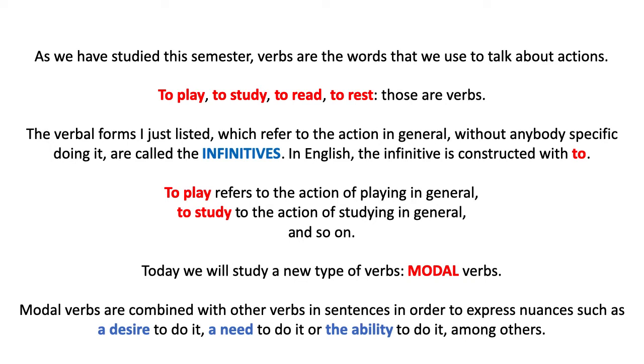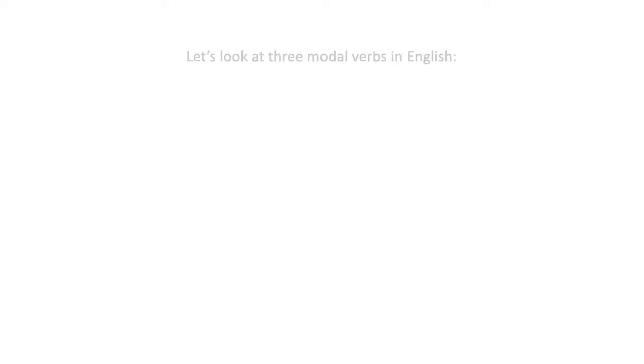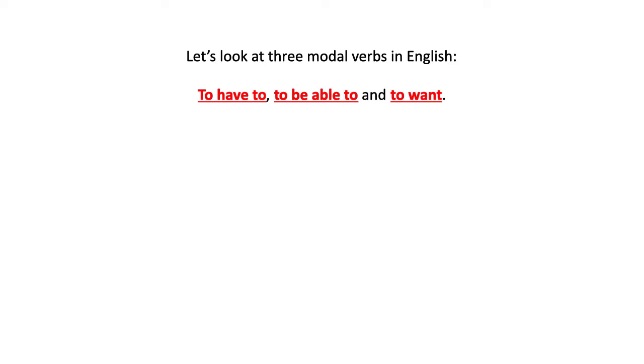Because what they do is express an additional nuance, an additional piece of information about the main action, right? Something like a desire to do it, or a need to do it, or the ability to do it. Okay? So, in short, modal verbs are never used alone. They are always combined with other verbs. Okay? Let's look at 3 examples of modal verbs in English. To have to, to be able to, and to want.